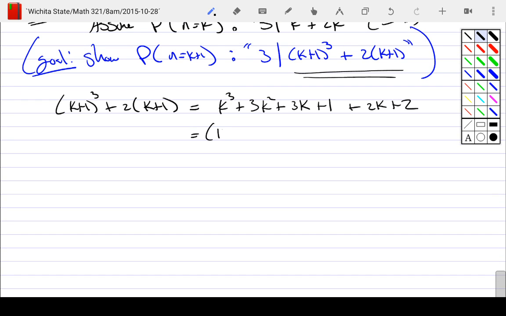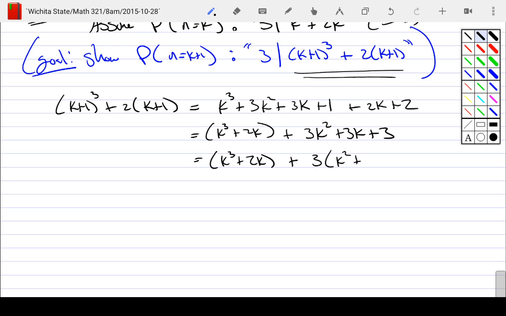All right, do I have my k cubed plus 2k? What's everything else? Everything else is a multiple of 3. What do I have? I have k cubed plus 2k. I have 3 times this: k squared plus k plus 1, right?